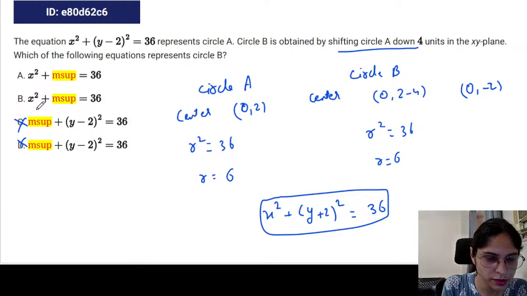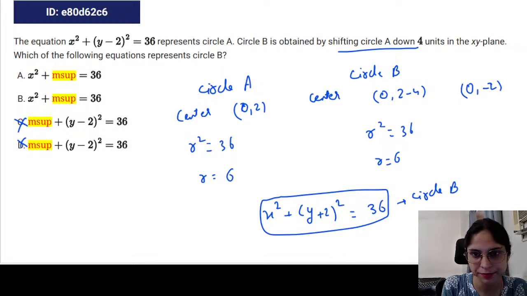So of course it is not this one. In one of these, y plus 2 will be given to you. So you're just moving the center. Next one is 28.